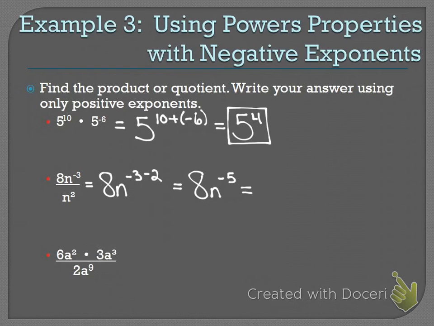8 over n. Can the 8 stay in the numerator? Yes, because it does not have a negative exponent. 8 stays in the numerator, but I have to move n to the fifth to the denominator in order to make it positive. So 8 over n to the fifth.